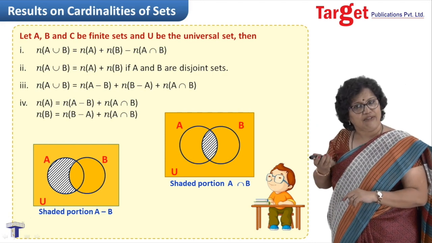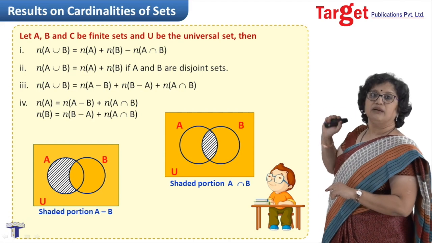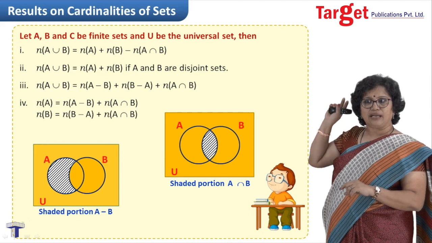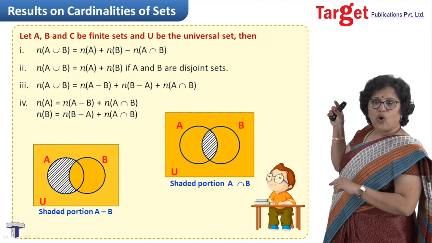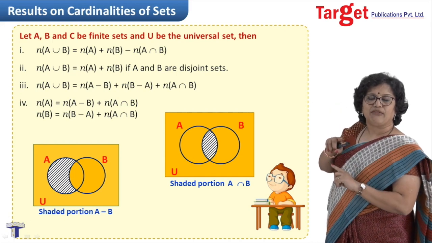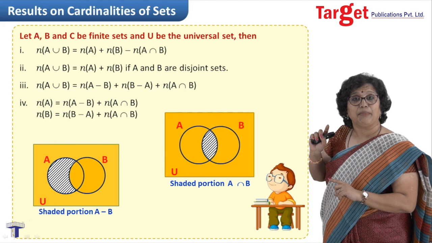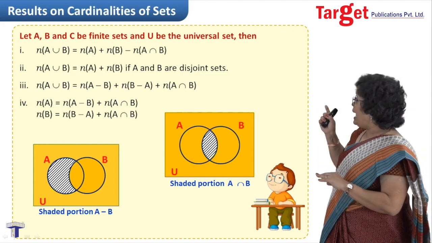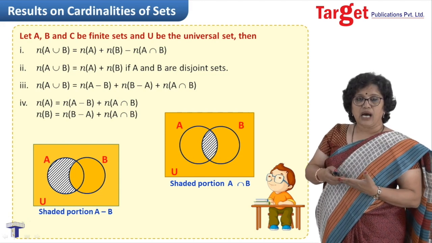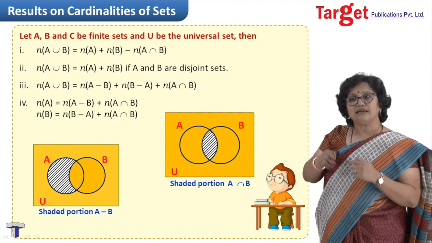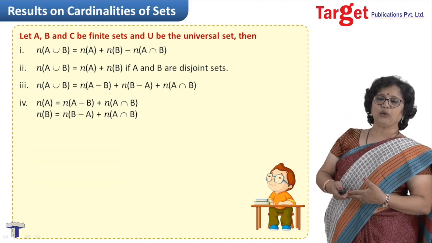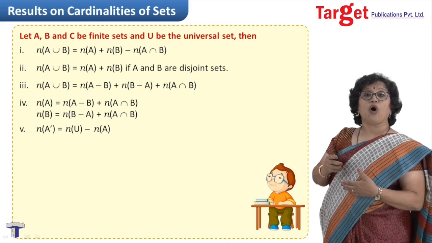Now I have shown in the other Venn diagram A intersection B, the shaded portion, the leaf-like portion. Now in your imagination, try to stick that leaf-like portion onto the first Venn diagram with the shaded portion. What will you get? Will you not get one complete circle? And it is nothing but A. So the number of A is the number of A minus B plus the number of A intersection B. I advise you to get the result for the number of B in a similar manner. You can try yourself.